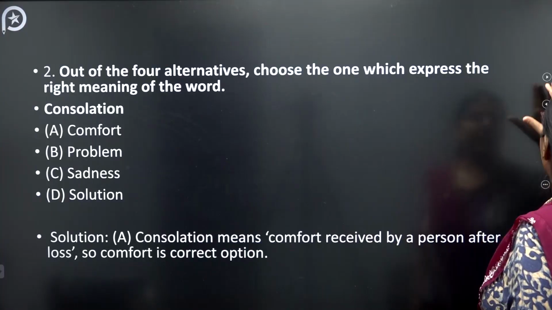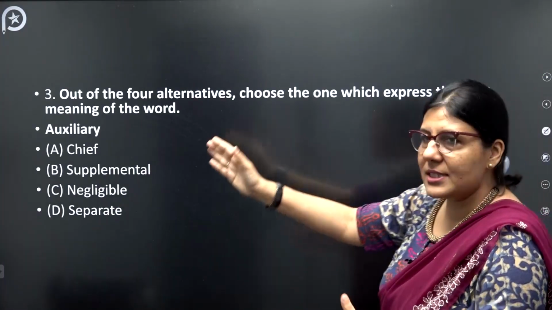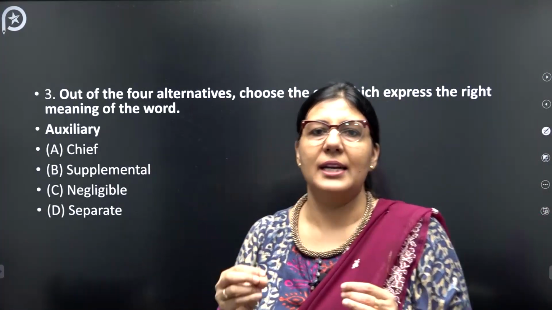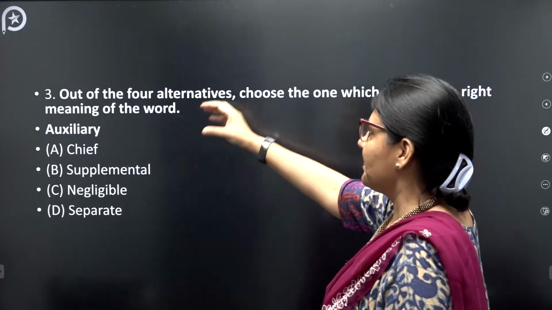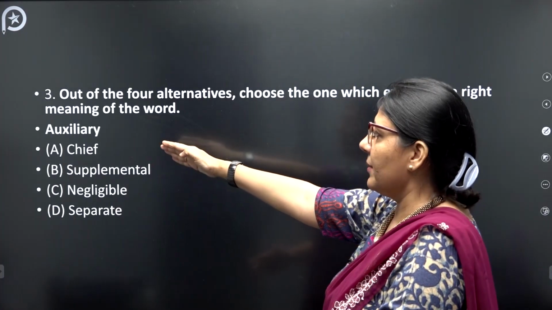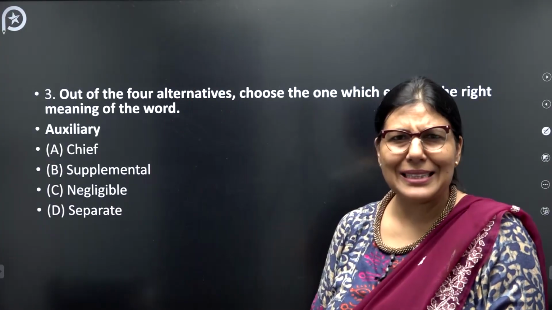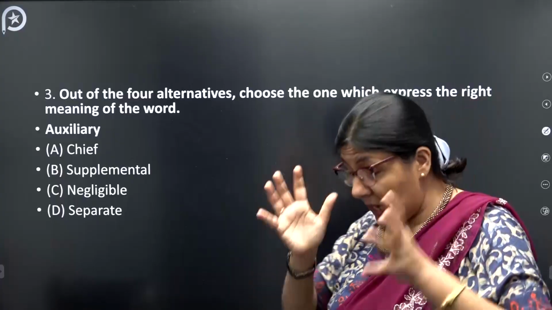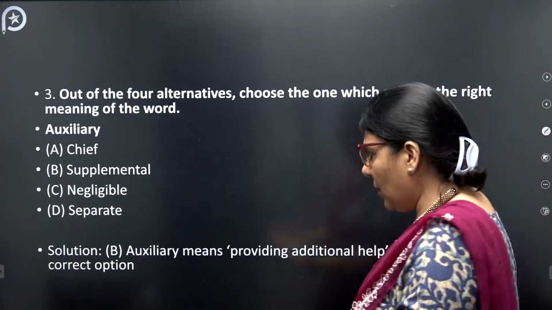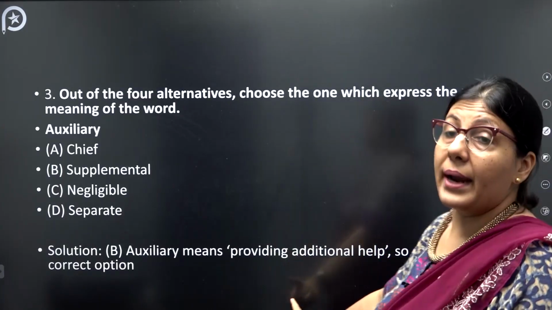Now let's move ahead. This is a very interesting question. This word in itself has a lot of meaning to it. Again, what is the meaning of auxiliary? What is the right option for auxiliary? Any idea? Auxiliary, have you heard this word? I am sure you have heard about it. We are not going to waste time on it. It means providing additional help.